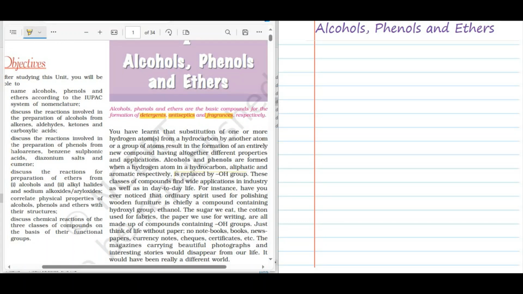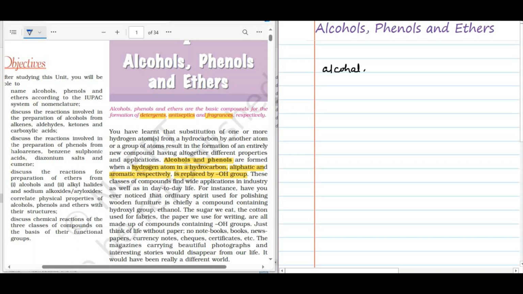You have learned that the substitution of one or more hydrogen atoms from a hydrocarbon by another atom or a group of atoms results in the formation of an entirely new compound having altogether different properties and applications. Alcohols and phenols are formed when a hydrogen atom in a hydrocarbon, aliphatic and aromatic respectively, is replaced by an OH group. First of all, try to understand what is alcohol.